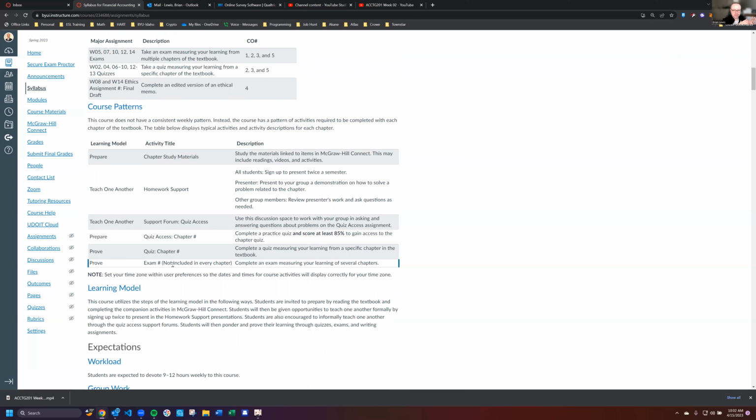So usually this starts out on Monday. You have your quizzes due either Wednesday or Saturday, and then you have an exam every 2 weeks, basically. It's a 14-week class divided by 5. You get roughly 2.5 weeks or so, almost 3, where you have an exam.